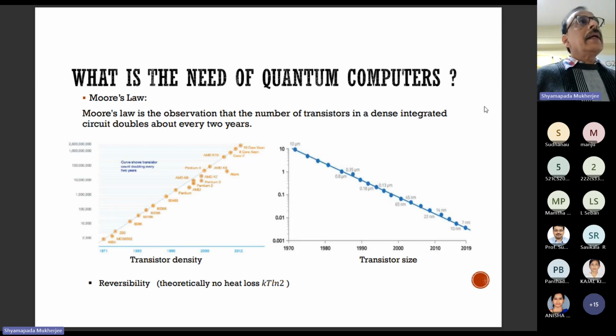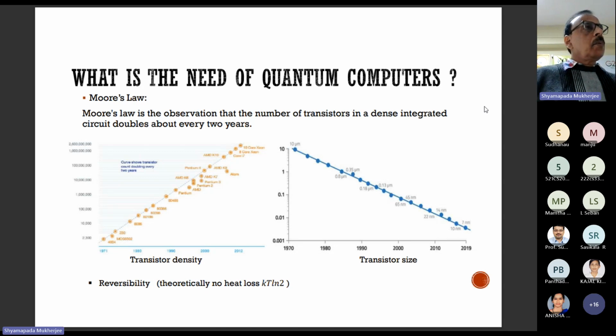But all the gates in quantum computers are reversible gates. And what is the advantage of reversible gates? Reversible gates mean there will be no heat loss. And what is that heat loss? You must have heard that when one bit of memory is lost in a process, kT ln 2 amount of heat is dissipated into the environment.